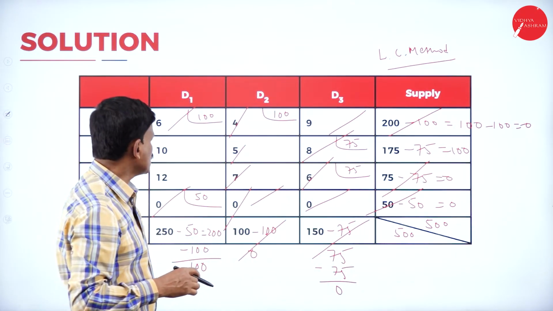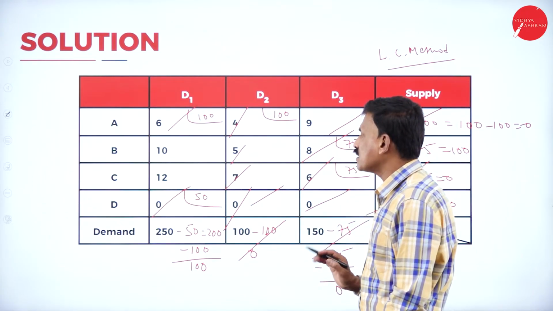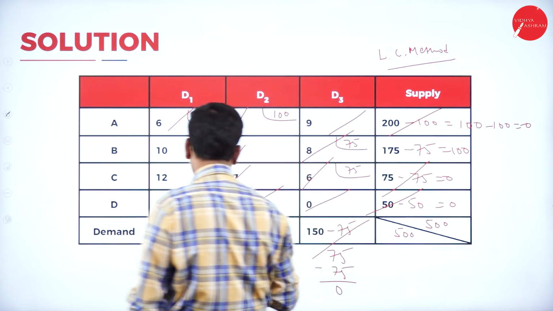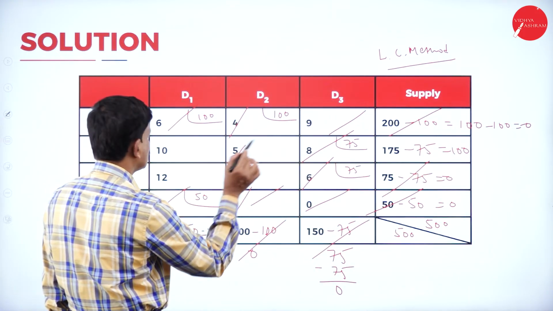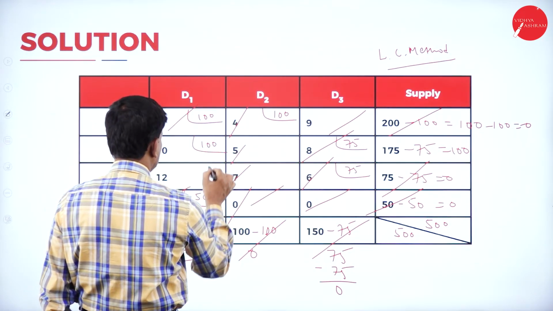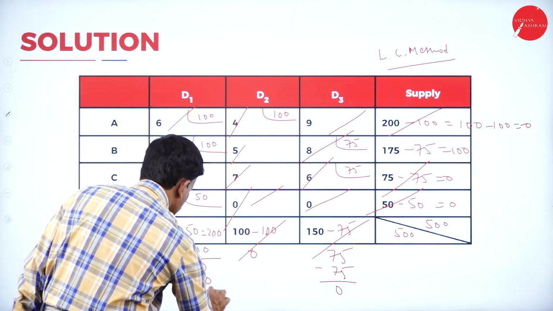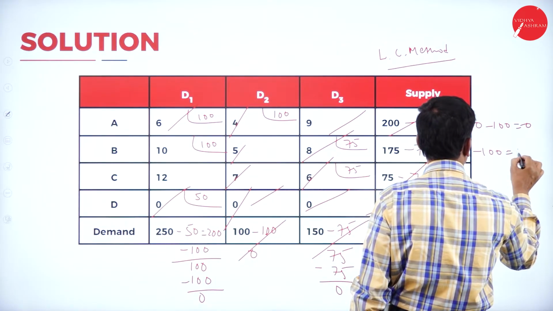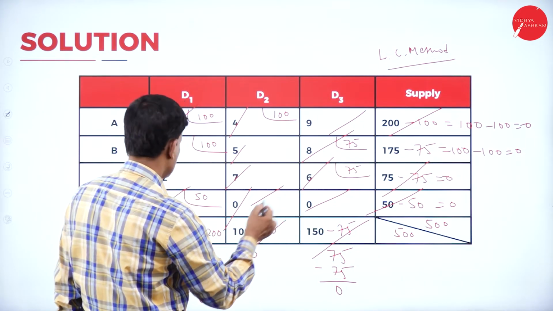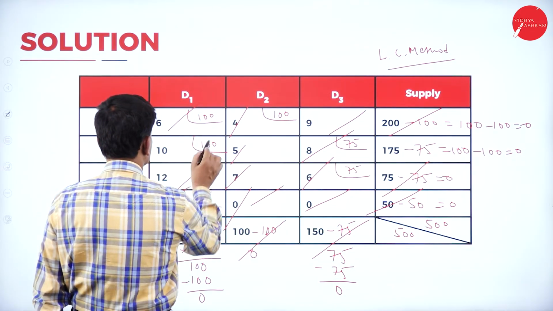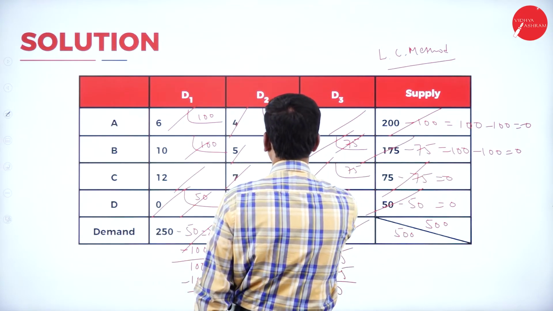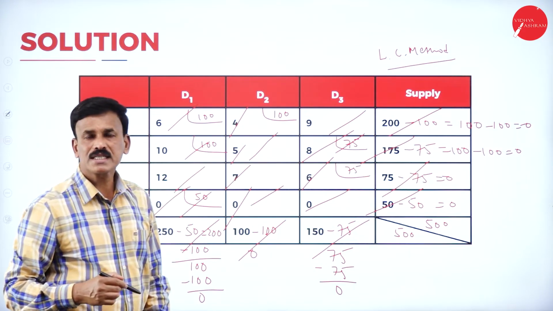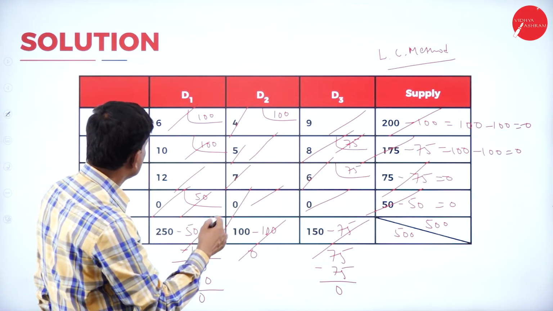Now, identify the next least element. Only 2 elements are there, 10 and 12. Which is the least? 10. So, for this 10, what is the demand? Demand is 100 and the supply is 100. I can allocate 100 here. 100 minus 100, this is 0. Here 100 minus 100, this is also 0. Then what happens? This entire column and this entire row, all elements get cancelled. So this 12 and 10 also get cancelled, right? This is how we are going to allocate.